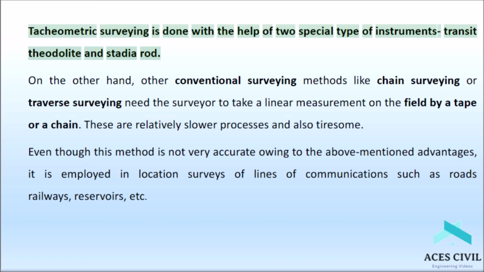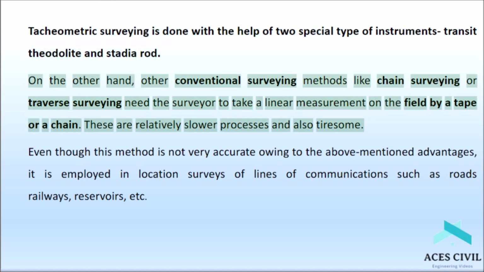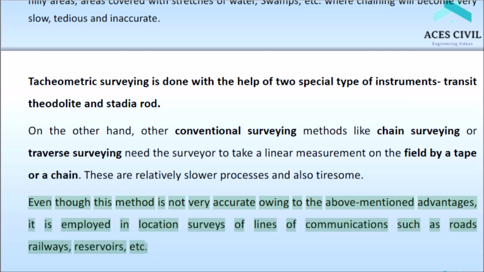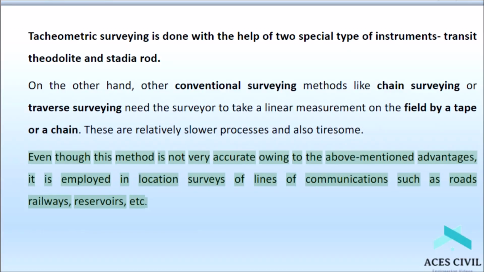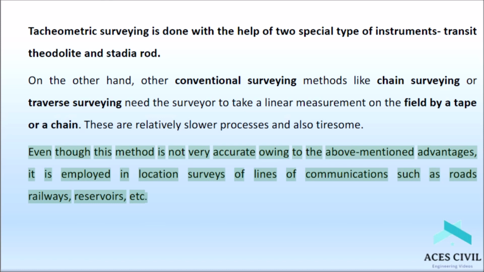Tacheometric surveying is done with the help of two special types of instruments: transit theodolite and Stadia rod. On the other hand, other conventional surveying methods like chain surveying or traverse surveying need the surveyor to take a linear measurement on the field by a tape or a cane. These are relatively slower processes and also tiresome. Even though this method is not very accurate owing to the above-mentioned advantages, it is employed in location surveys of lines of communications such as roads, railways, reservoirs, etc.